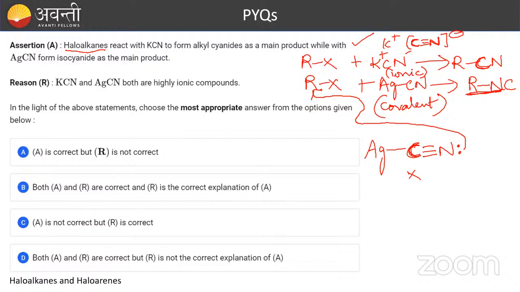When you come to the reason, they are saying that KCN and AgCN are both highly ionic. That is wrong, right? KCN alone is ionic. AgCN is covalent in nature. So which is the correct answer for this question? A is correct. R is not correct. Answer. Clear? Is it clear for all of you? Able to understand?